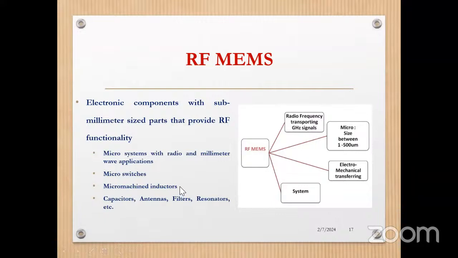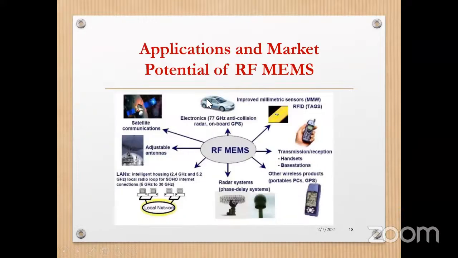One of the biggest applications we see in RF MEMS is that there are wide applications and wide markets available for RF MEMS products, like in electronics, GPS. Every mobile phone has GPS. All cars nowadays have GPS. Then you have RFID tags, millimeter wave sensors, and all the sensors that are used in cars. Then you have transmission and reception in mobile phones. One of the best applications is mobile phones.